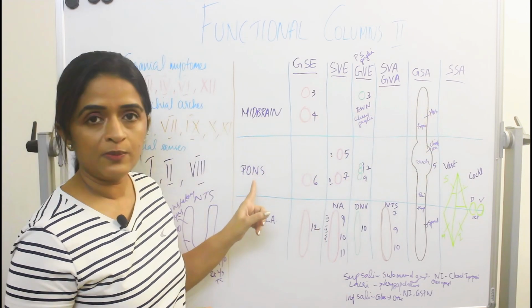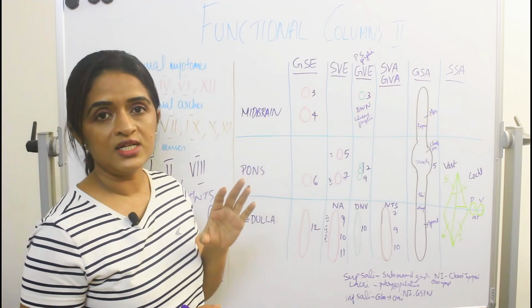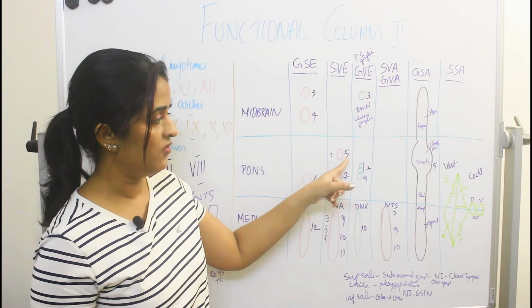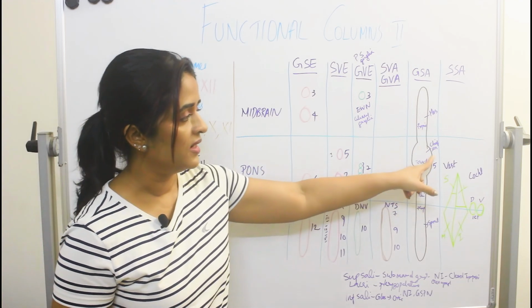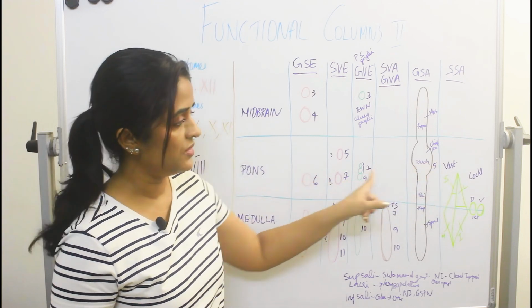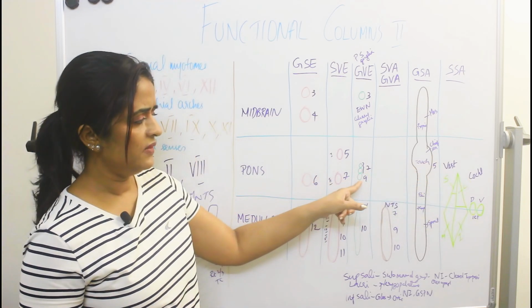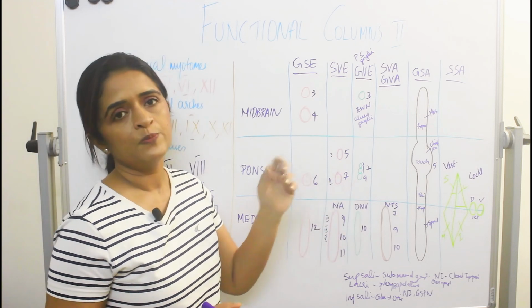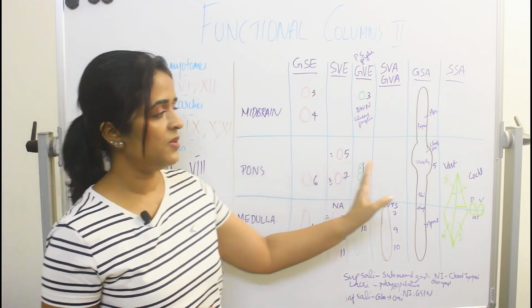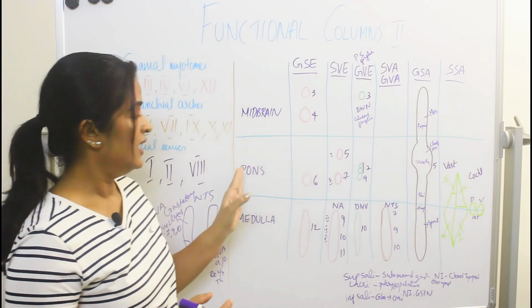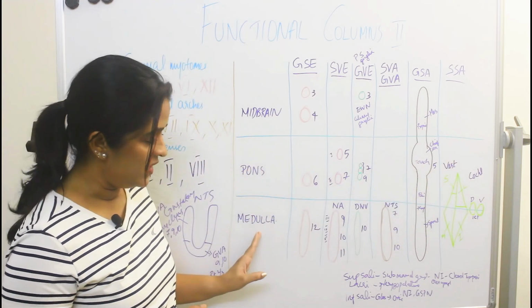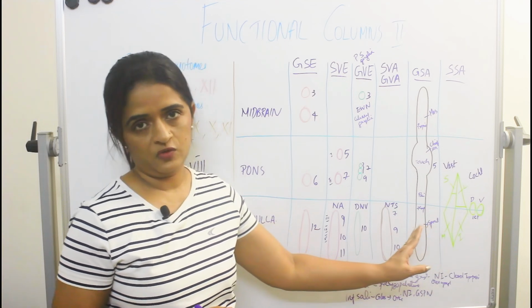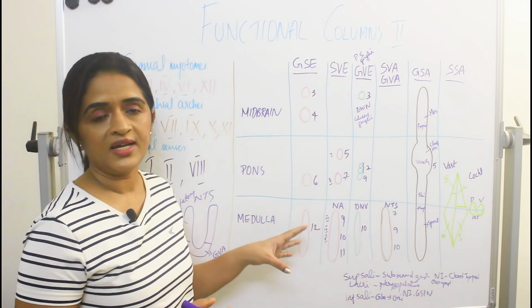Now if you take the pons, you can see that it is having 5, 6, 7 and 8. Okay, so 5, 6, 7 and 8 will be coming here, and there will be some exceptions, like 9 will be having a component here. But generally speaking 5, 6, 7 and 8 come in line with the pons. And when you come to the medullary part, the medulla will be having the last 4 cranial nerve nuclei. So that is 9, 10, 11 and 12.